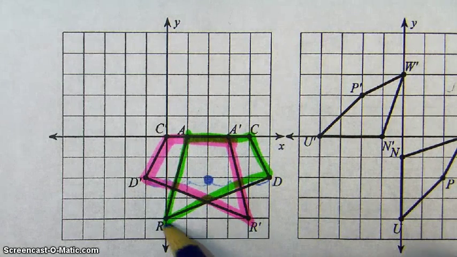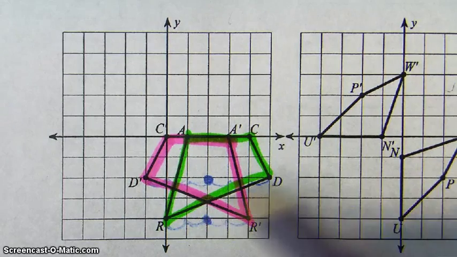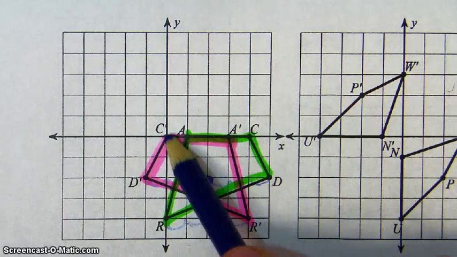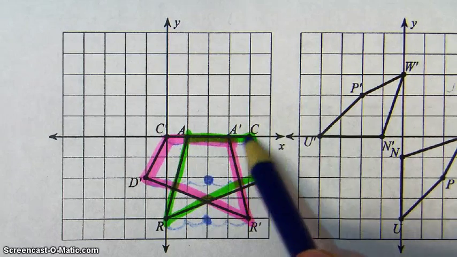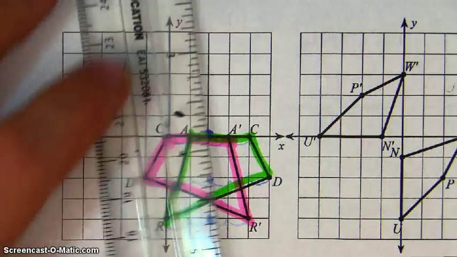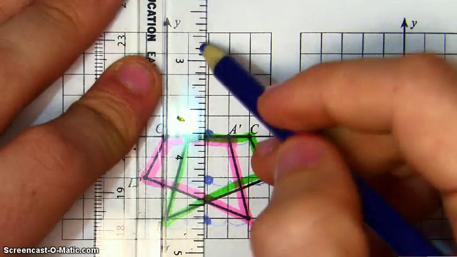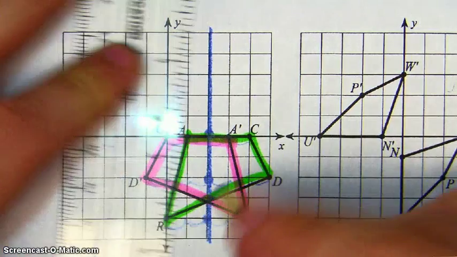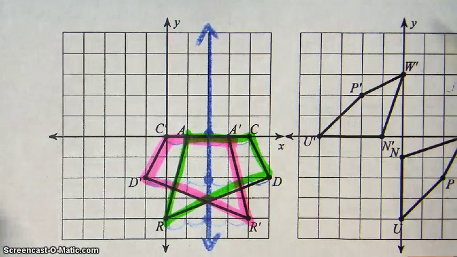From R to R prime, it's 1, 2, 3, 4. Half of 4 is 1, 2. There's the midpoint. And let's go from C prime to C. 1, 2, 3, 4. Half of 4 is 2. There's the midpoint. Again, they're all lining up. I'll draw this bisector here, cutting that in half, and there's my line of reflection.